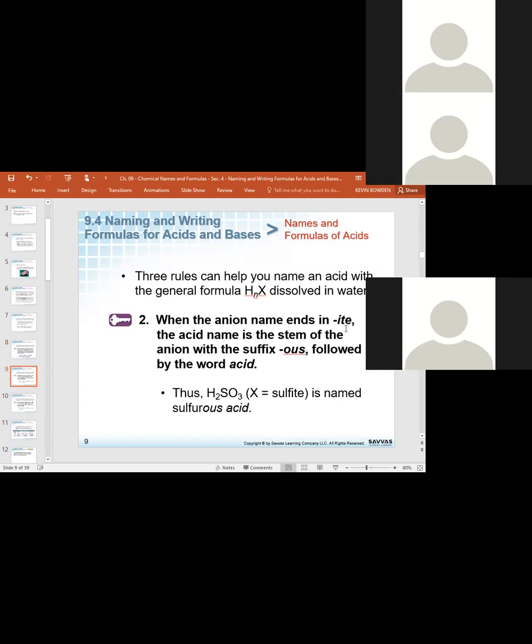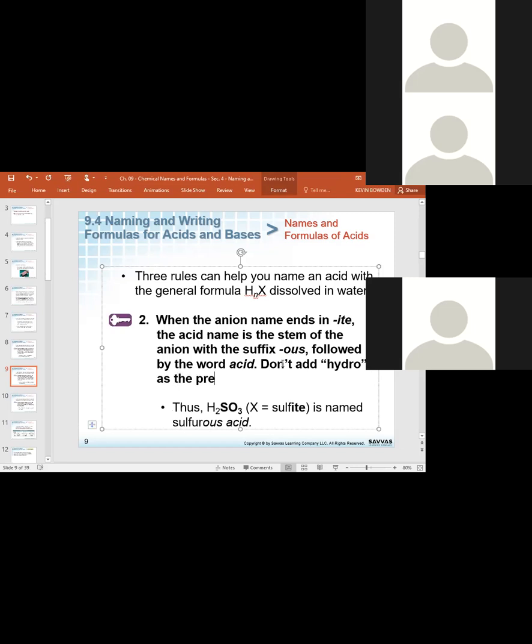So if it's ite, then it ends with ous, O-U-S. So H2SO3, again there, this anion is sulfite, and so we say sulfurous acid. We don't say hydrosulfurous, we just say sulfurous acid. We don't have to add the hydro. Don't add hydro as the prefix. You only add the hydro when you have an ide, not an ite.